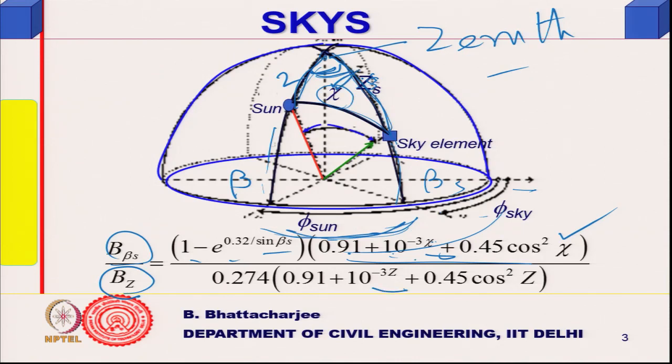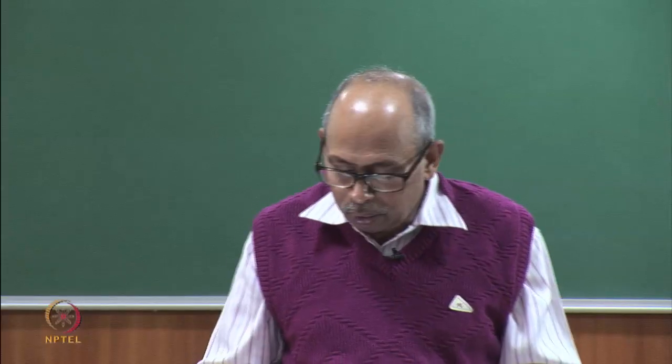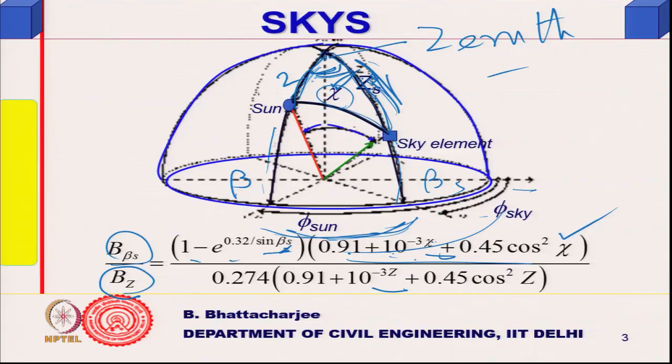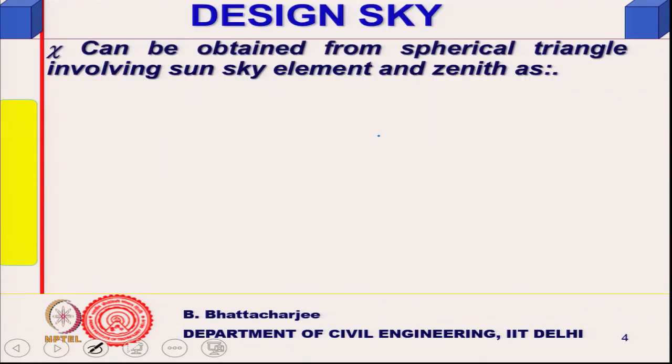Then there is a function of this Z angle, the zenith angle, and there is a constant. Also, this function of beta S is nothing but cos ZS. So, it is a function of the zenith angle of the sun, sorry, this is ZS. Sin beta S is nothing but cos ZS. So, it is a function of this angle, of this as well, and also of this angle. This angle, let us first look at from the spherical triangle.